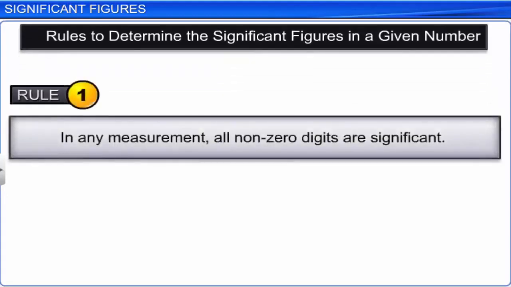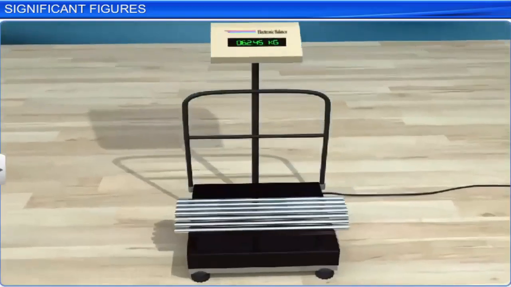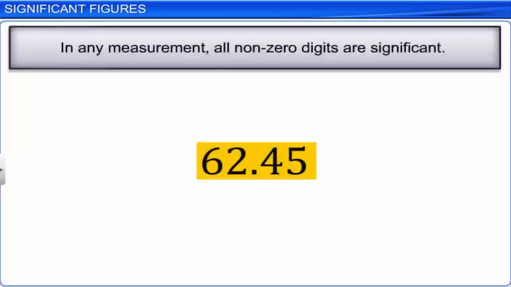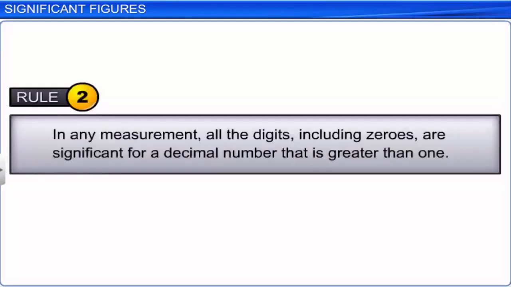The first rule says that in any measurement, all non-zero digits are significant. For example, we weighed a bar of steel that measures around 62.45 kilograms. Here, all the digits are non-zero numbers. In this number, all the 4 digits are significant figures. The second rule says that in any measurement, all the digits, including zeros, are significant for a decimal number greater than 1.